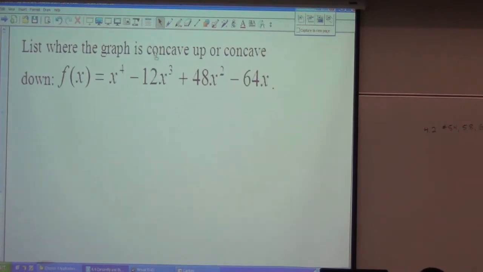So here's the perfect example right here. Can we figure out, list the intervals where this graph is concave up or concave down? Of course we can.